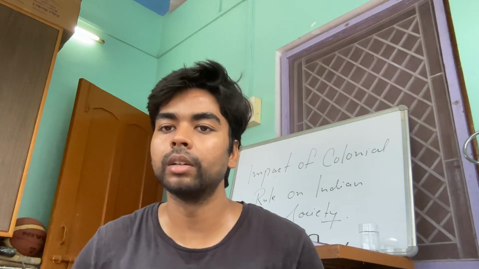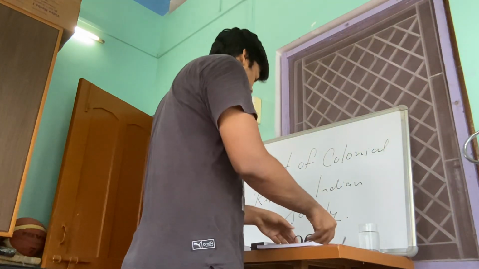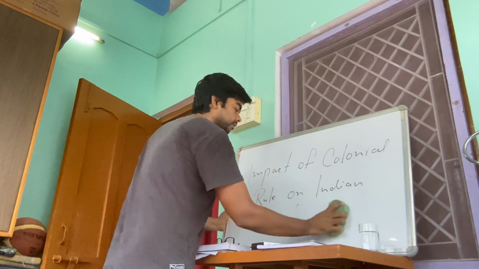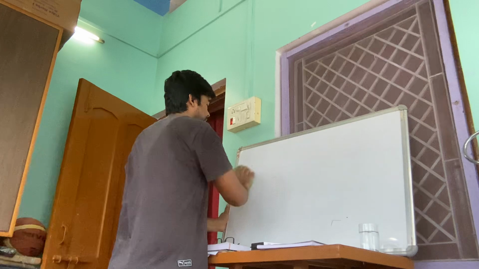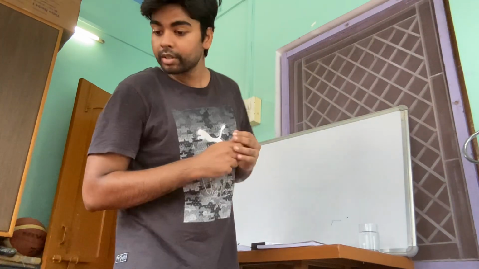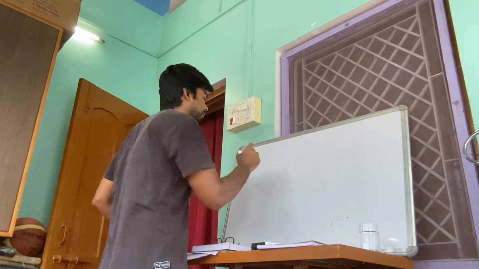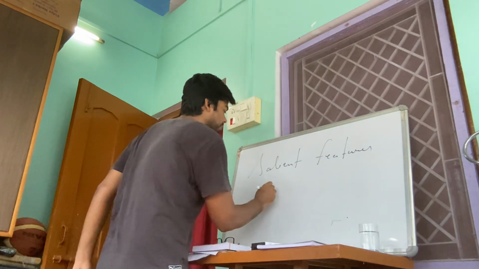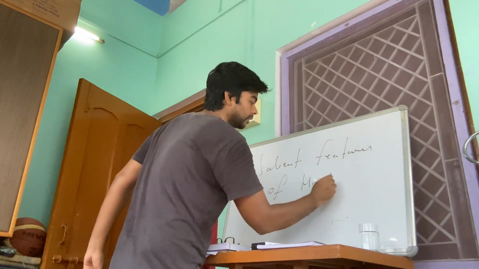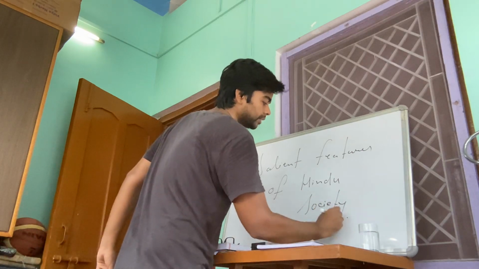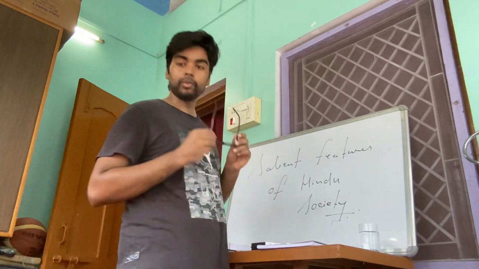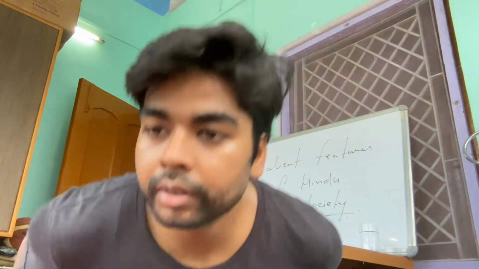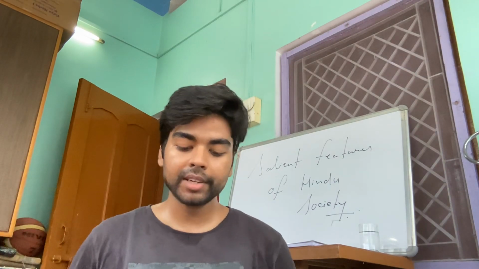Now we will see the salient features of Hindu society. I will write this topic on the whiteboard so that you will come to know about it. The next topic: the salient features of Hindu society. We will look into this topic.